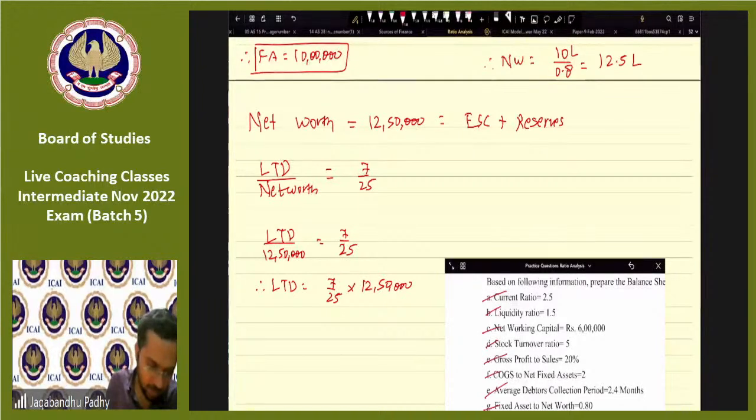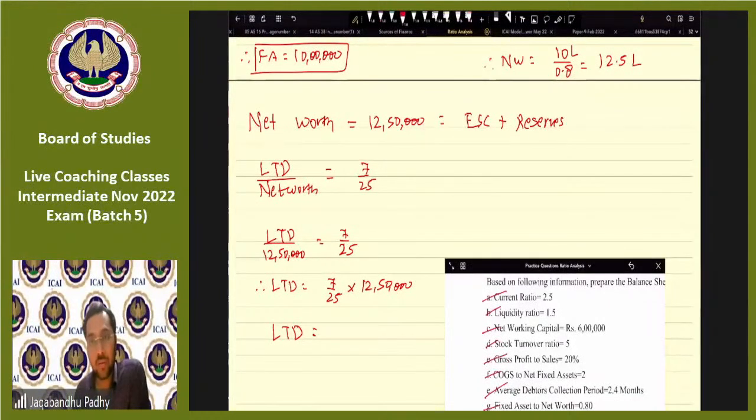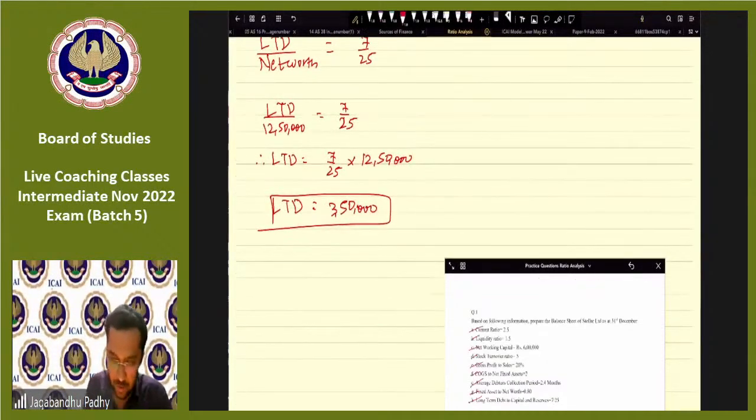$12,50,000 divided by 25. So long-term debt is 3,50,000. Right, guys? So we have utilized all of it. Yes, we are assuming entire sales as credit. Karthik, the meaning of net worth is the owned funds, equity share capital, and the reserves. Okay, so we have used all the resources and we have sufficient values over here.